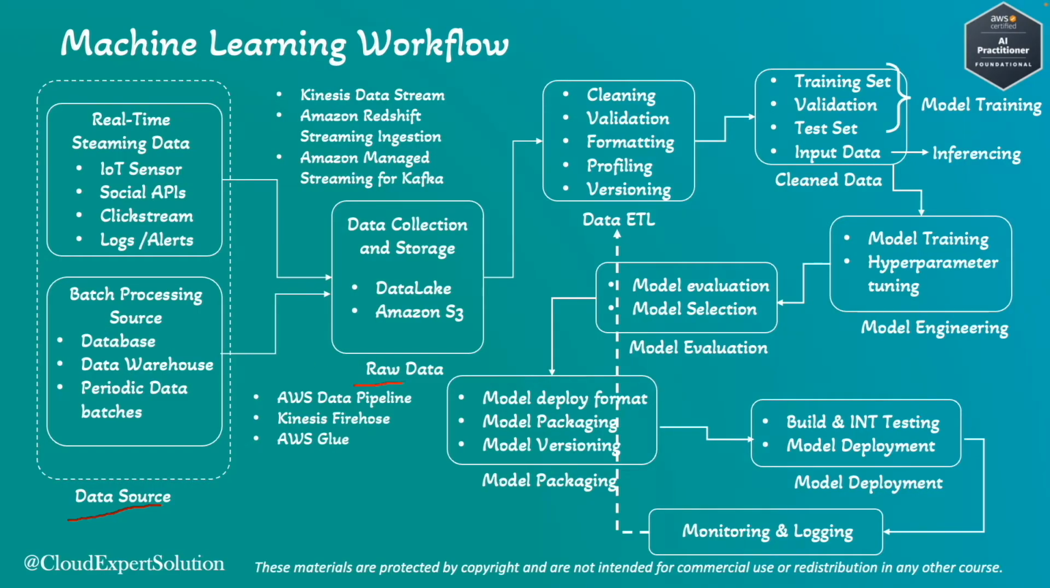So this was, on a high level, the machine learning workflow. The steps related to data source identification, raw data collection, then performing data ETL and creating clean data are called data pipelines. For model engineering, model evaluation, model packaging, and model deployment, these steps are called the ML pipeline. Once you combine monitoring and logging with the machine learning pipeline, then it becomes MLOps, or machine learning ops.